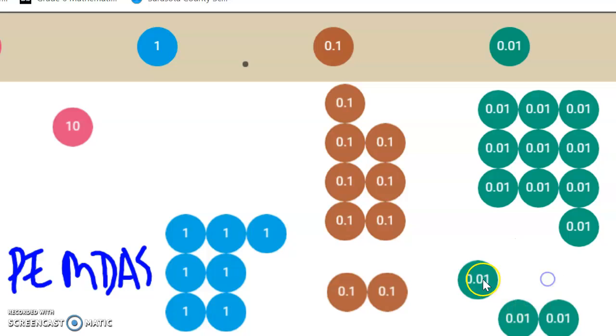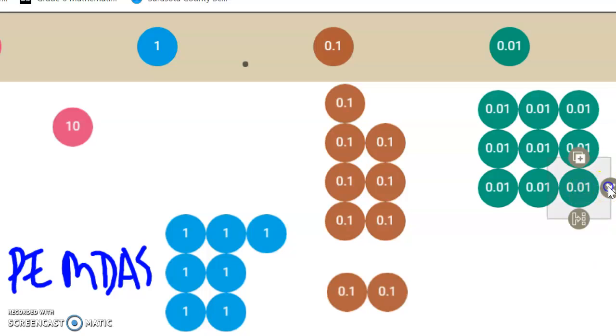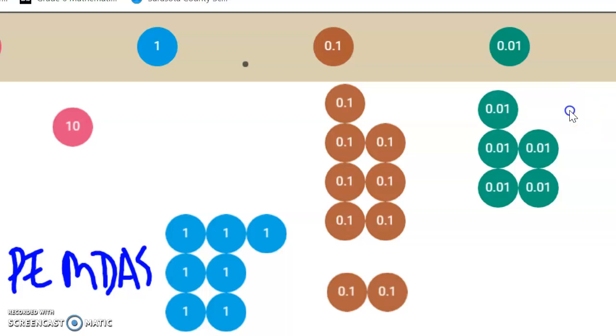1, 2, 3, 4, 5. And I'm going to take away 5 up here. 1, 2, 3, 4, 5. So now I don't have any problems here. I'm going to take away 2 tenths, and I'll get rid of 2 tenths up here.